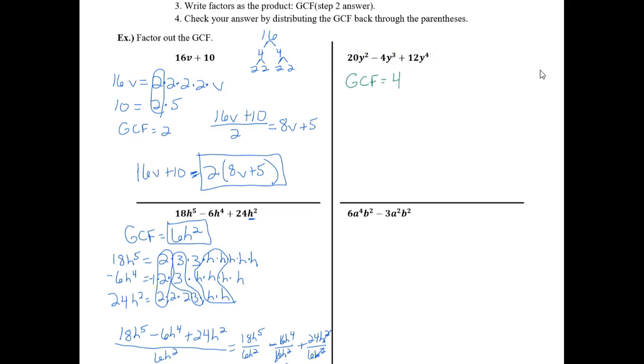And then I say, looking at the variables, what's the smallest exponent I see? I see y squared, right? So I have to take the smallest because that's the most I can take from this term. So I have my GCF. Second step, divide it out. I'm going to take that 20y squared and divide it by the GCF. Same thing with the middle term, and same thing with the last term.